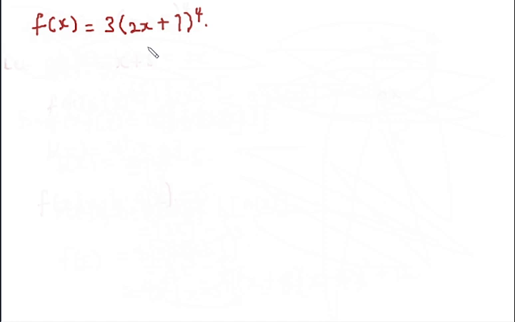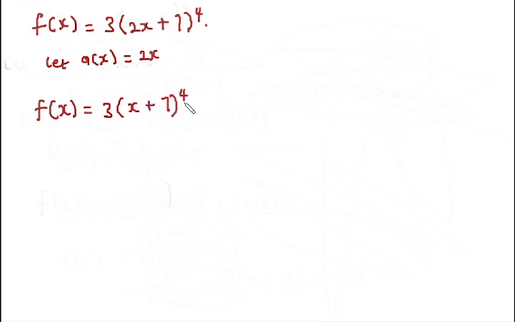Although this is a bit complicated, I want you to pause the video and try this one yourself. Okay, so like we've been doing before, we start with where the x value is. So we are looking at 2x here. So 2x is an operation on x. Okay, so we can say let a of x is equal to 2x. So we are going to replace 2x with x here. So f of x will become 3 open bracket x plus 7 to the power of 4.